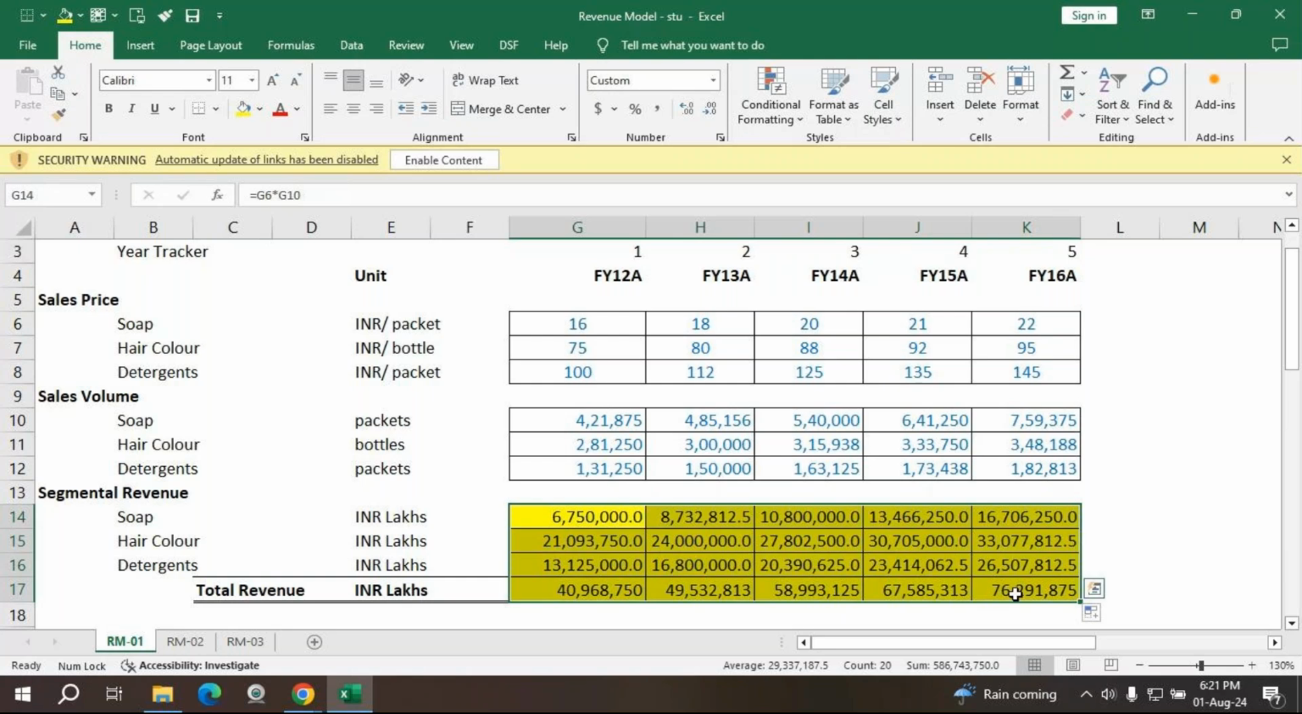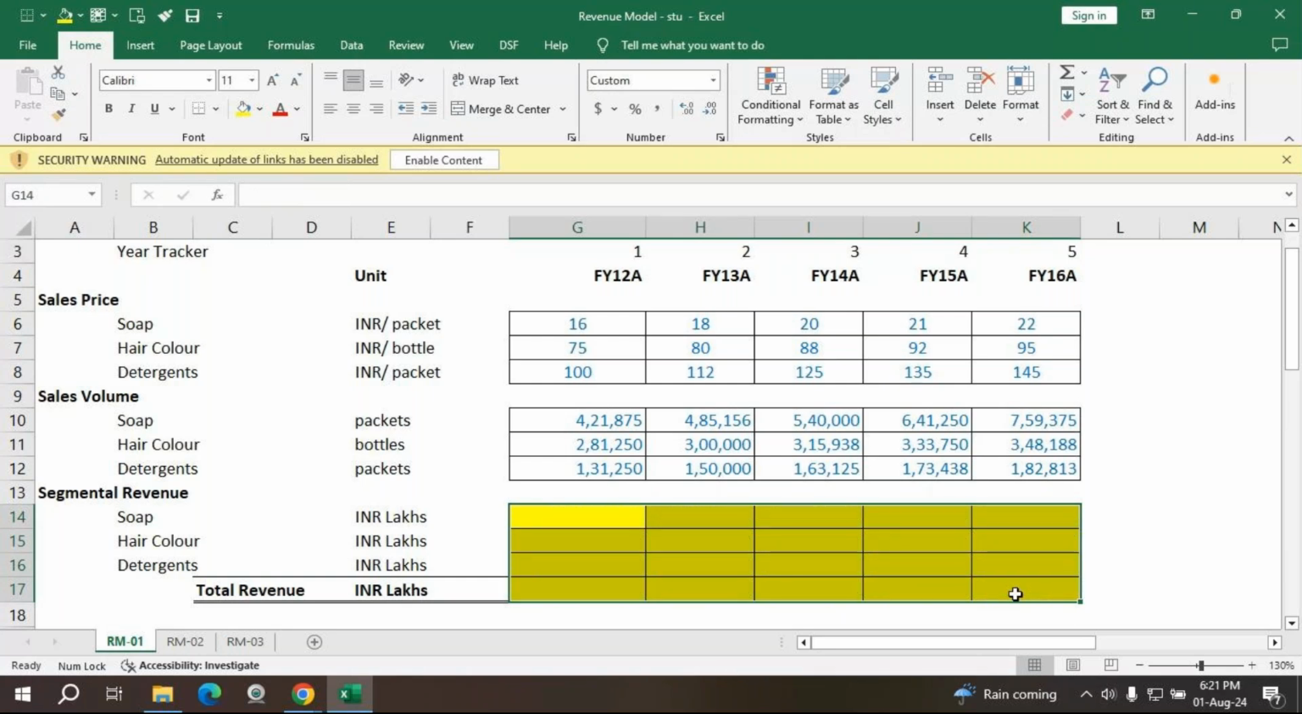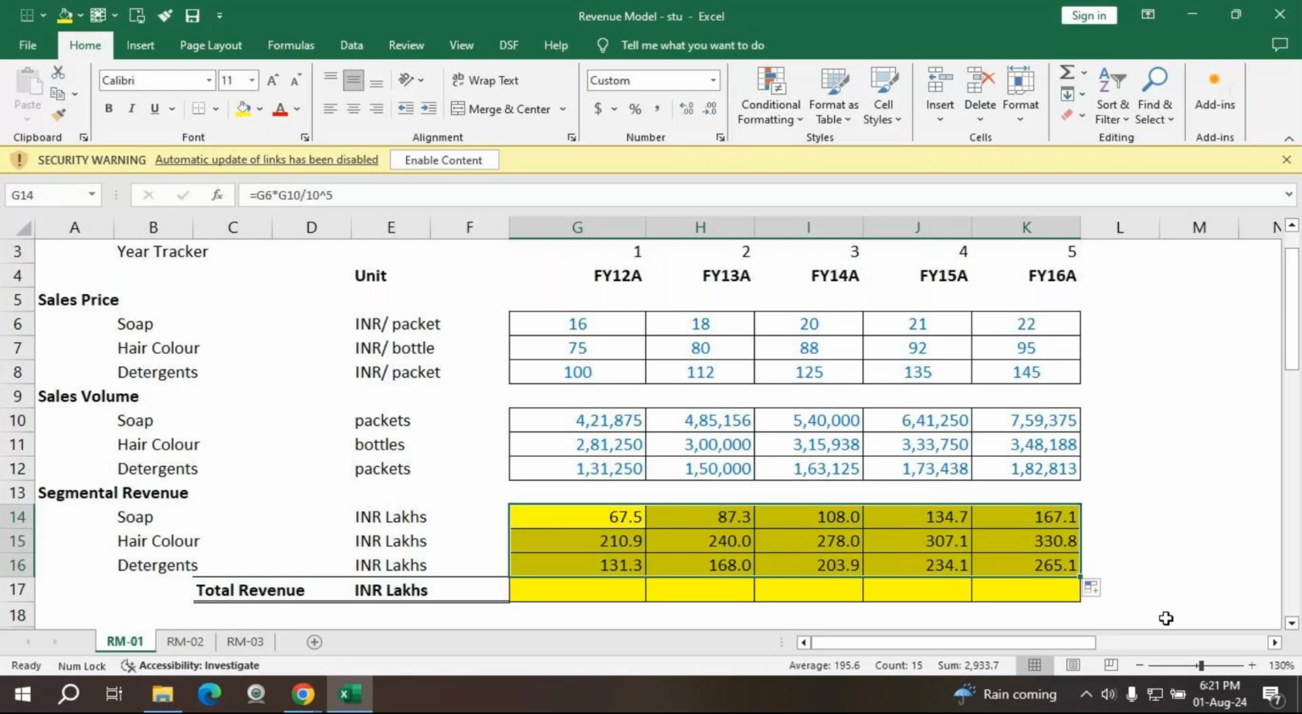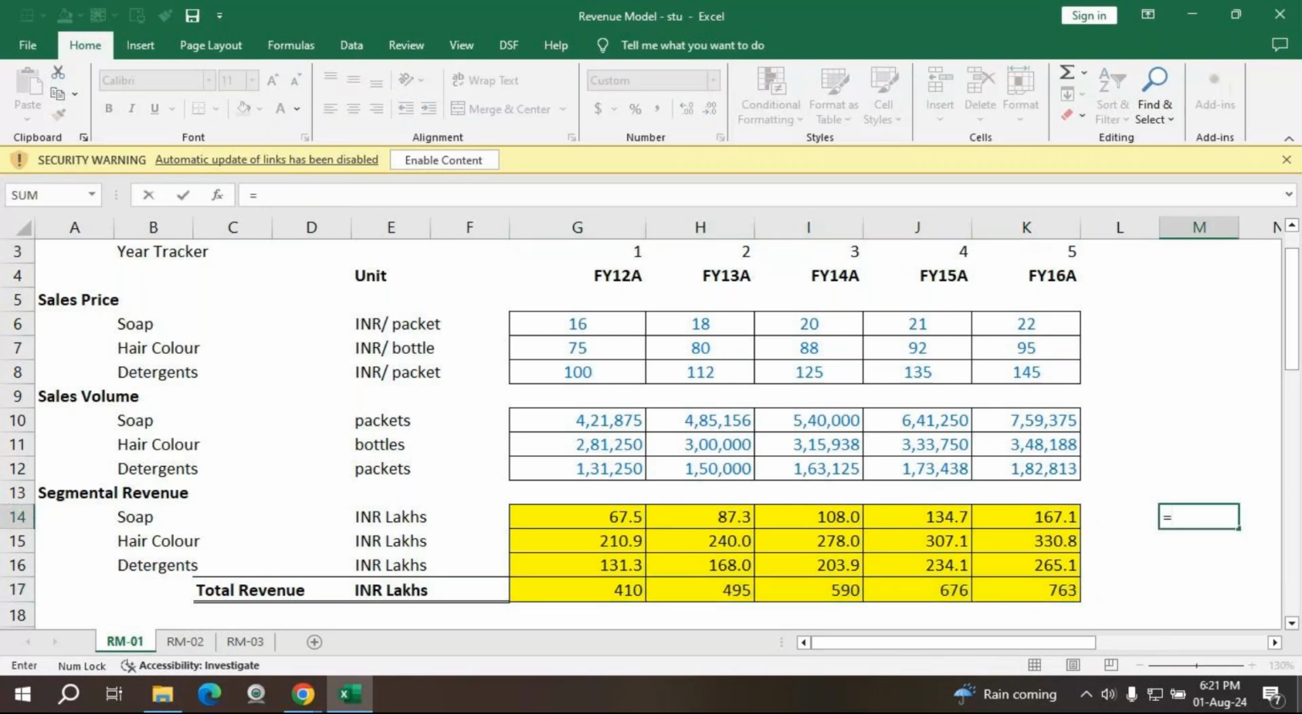So the other way I can calculate is, I'll take equals C16 into G10, divided by 10 to the power of 5. So I'll come here and calculate it like this. Now it is done. And here I'll press alt equals. So like this. So here I'm telling equals 10 to the power of 5.